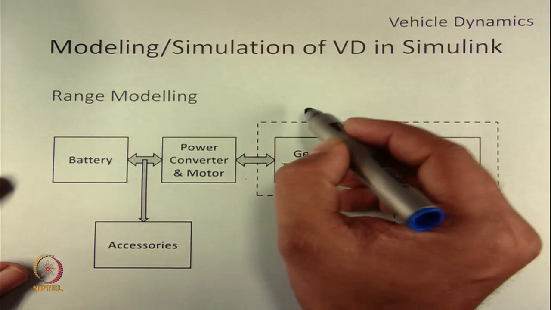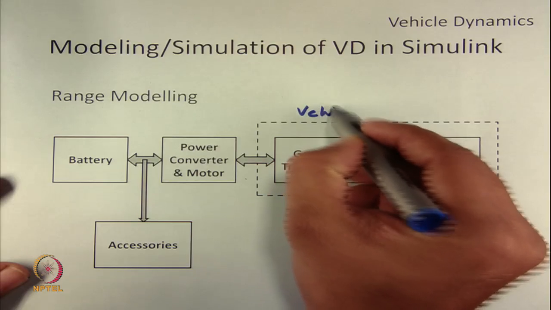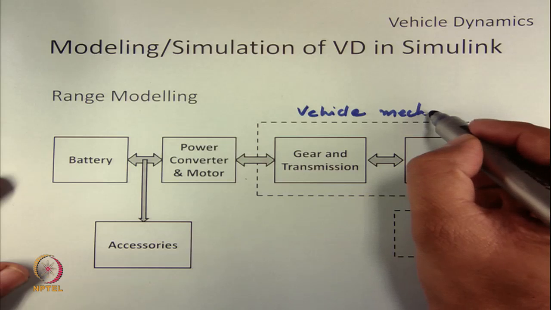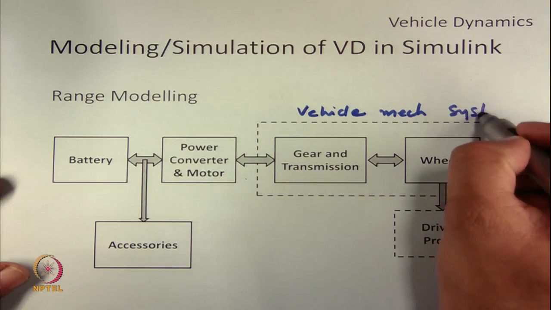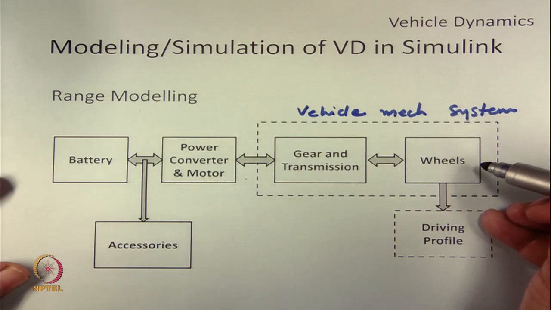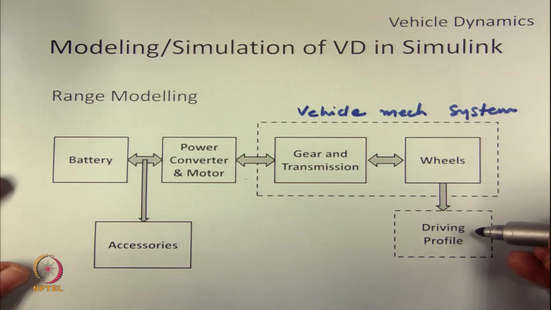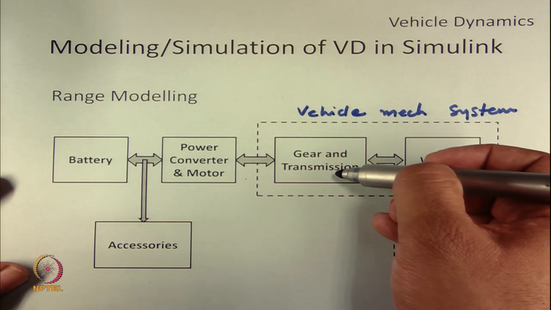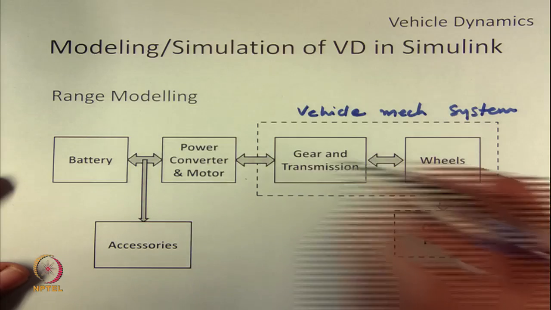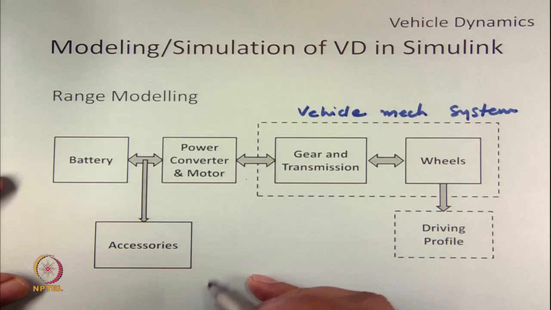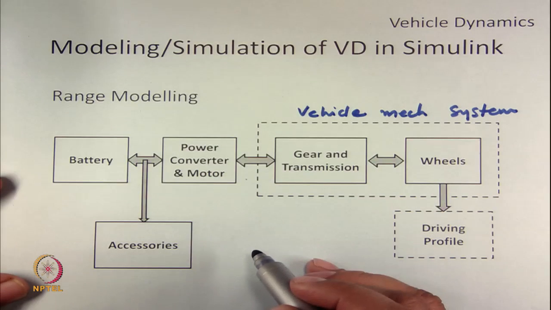So, this is the vehicle mechanical system. We are talking of driving profile, wheels, gears and transmission. We should be able to model all these things separately, and the models of these can be added later.